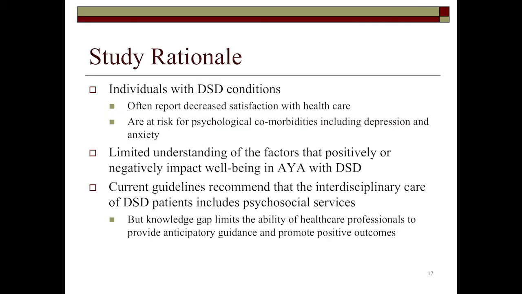So anyway, the rationale is that individuals with DSD conditions often report decreased satisfaction with health care and are at risk for psychological comorbidities, although they don't have to occur, including depression and anxiety, and there's not a lot of understanding of the factors that positively or negatively impact well-being. The current guidelines recommend that interdisciplinary care includes psychosocial services, but as I've been saying, knowledge gaps limit our ability to provide anticipatory guidance and promote positive outcomes.